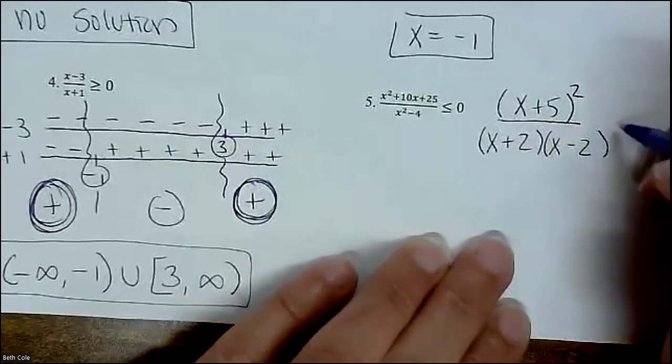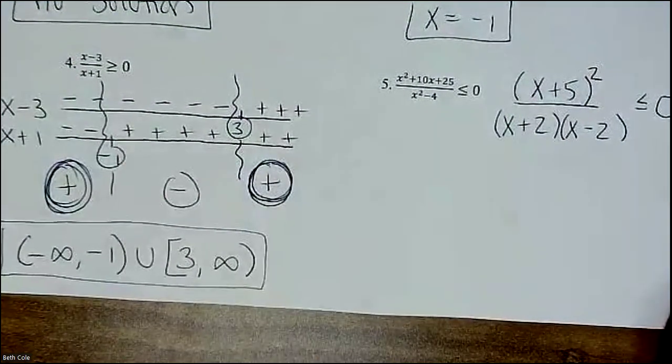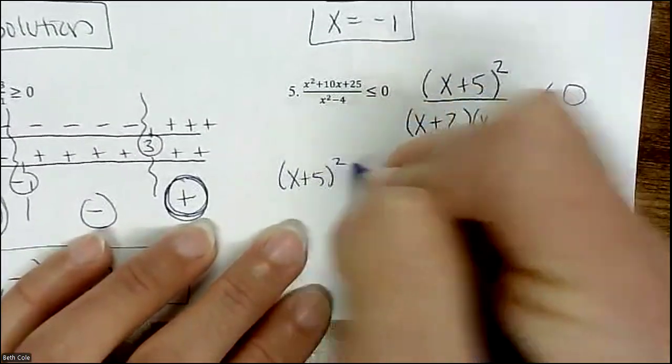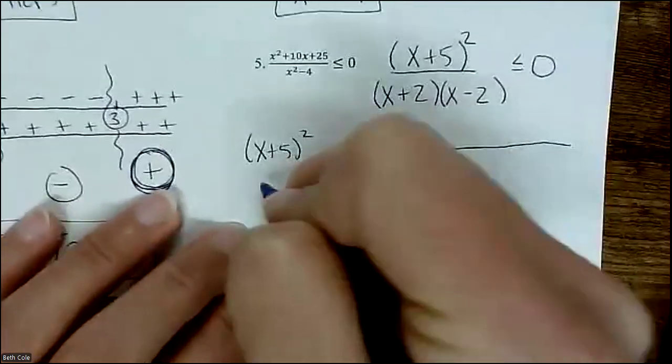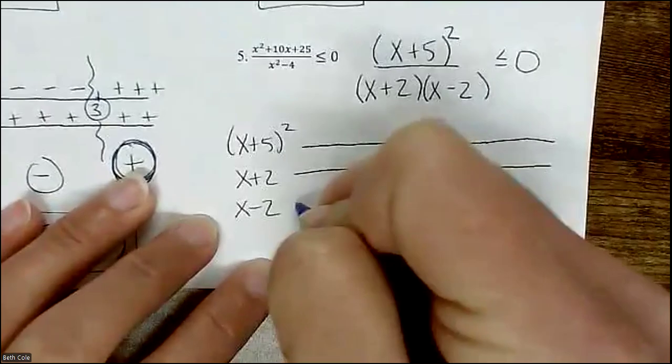Perfect. Maybe like when I'm done with the problem. Yeah. All right, so we're going to make a number line for each of these. Our x + 5 squared, our x + 2, and our x - 2.